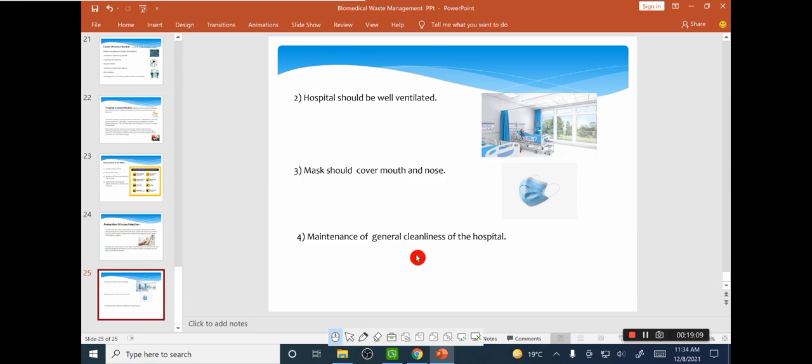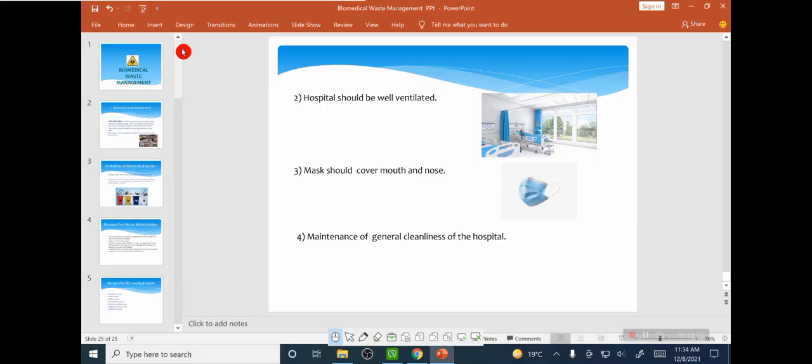So that's it. Now let's summarize the topic. Firstly, I discussed the introduction to biomedical waste management, and after that which measures for waste minimization are used, what the various names and the classification of biomedical waste are, and what the steps of biomedical waste management are. And the last question is, what is cross infection, what are its causes, and how is it treated, and what preventions and precautions should be taken by the staff.